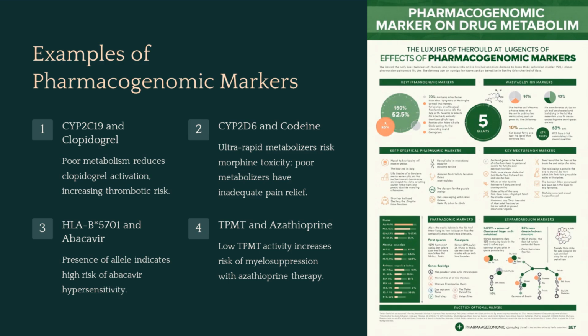inheritance. Pharmacogenomic markers play a crucial role in drug metabolism. For instance, CYP2C19 and clopidogrel affect clotting, while CYP2D6 and codeine influence pain relief. HLA-B5701 and abacavir indicate hypersensitivity risk, and TPMT and azathioprine impact myelosuppression.